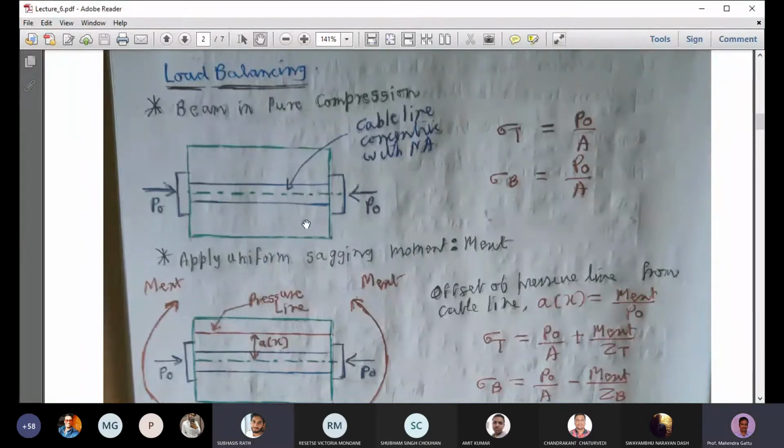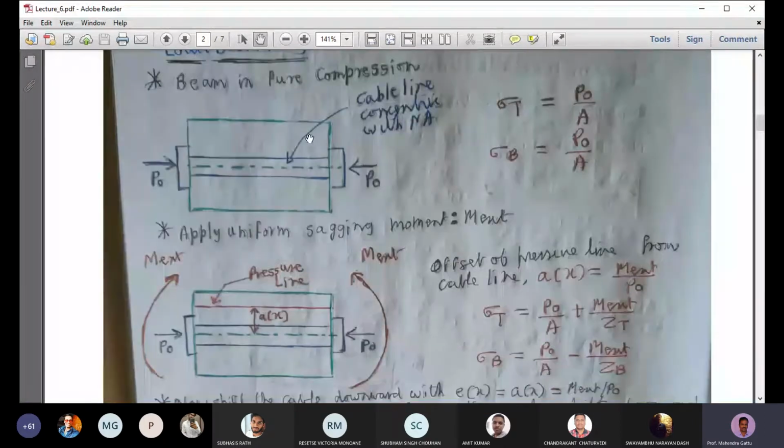Okay, so let's look at this beam. The beam has the neutral axis here, and we are providing a concentric tendon. That means the cable line coincides with the neutral axis, and we are applying the pre-stressing force, shown by these arrows. P naught is the pre-stressing force. Since it coincides with the neutral axis, the entire beam will be in a state of pure compression. Sigma top and sigma bottom are both equal to P naught by A, where A is the gross cross-sectional area.